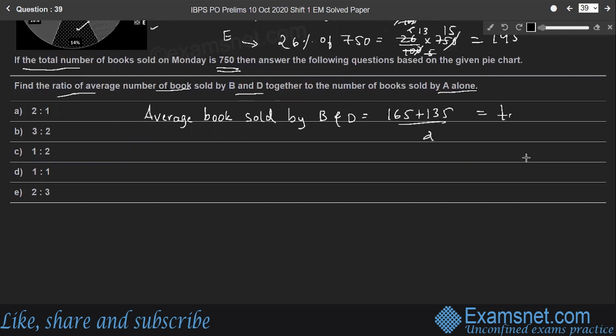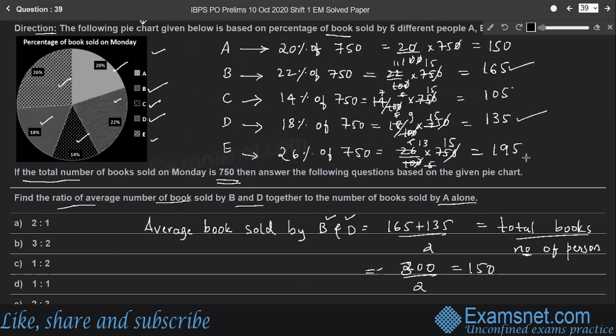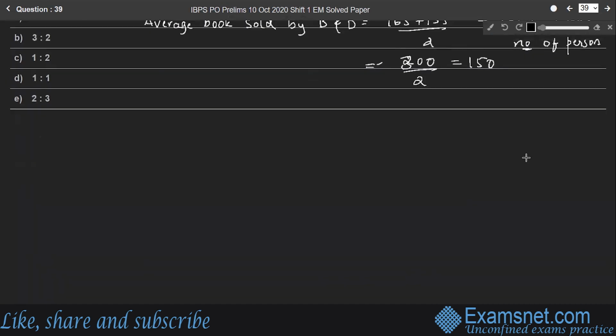So average is total number of books divided by number of persons, right? So here total number of books is 165 plus 135 and number of persons is equal to 2, because only 2 persons are under consideration. Here 300 by 2, which is 150. So average number of books sold by B and D together is 150. And number of books sold by A alone is also 150.